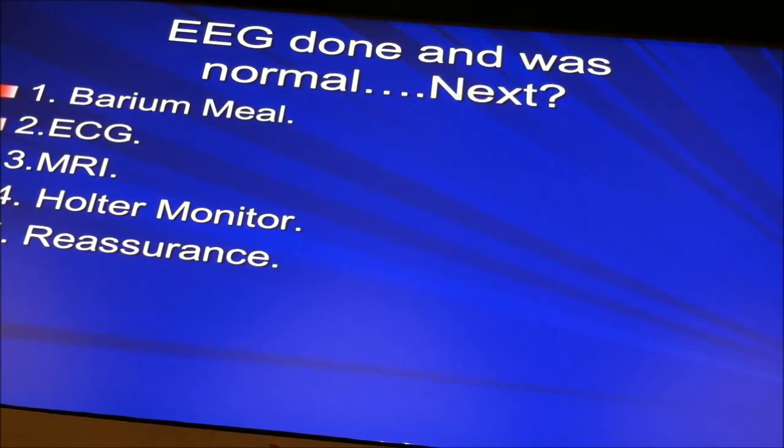This is paroxysmal upgaze deviation of infancy. Benign paroxysmal upward deviation, upgaze deviation of infancy. They do like this, then they come back. They do like this, and they come back.